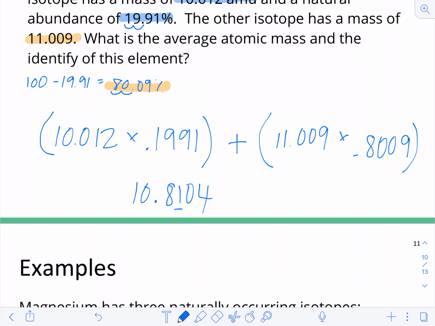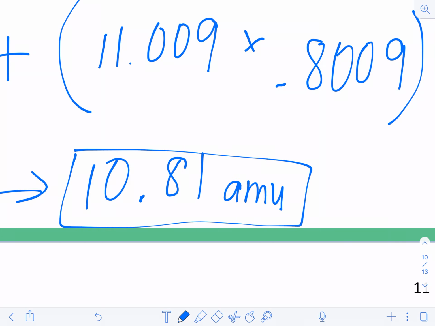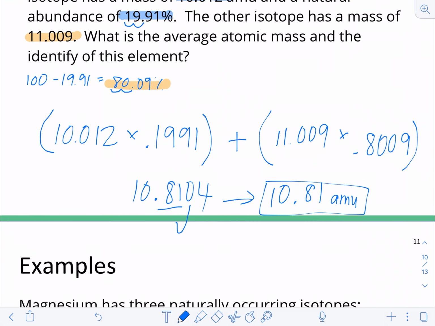All right, so here we have our 2 decimal places. 0 does nothing for rounding, so that's going to be my final answer: 10.81. And since we found average atomic mass, don't forget those units: atomic mass units. So there's our average atomic mass for this element.